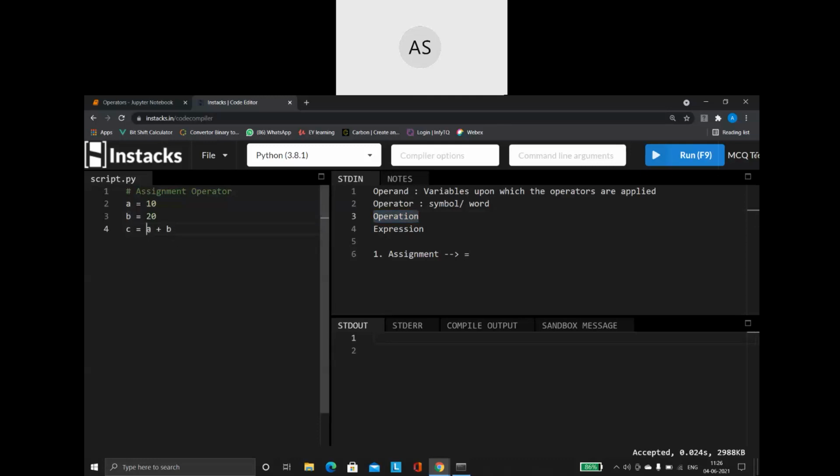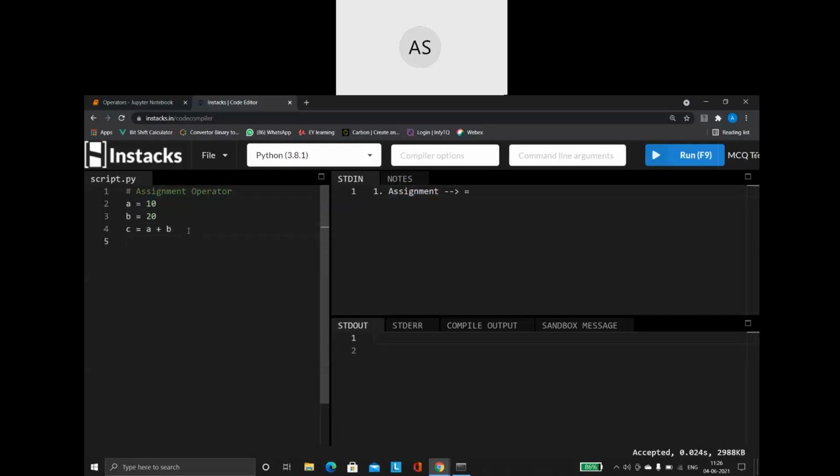Expression is nothing but my operators and my operands together. Operands are the variables and operators are the symbols. These are all the small technical words we will be using when discussing the concept of operators. Now coming back to our assignment operator, which is my equal to. The purpose is either to assign individual values like this, or to assign an expression like this.